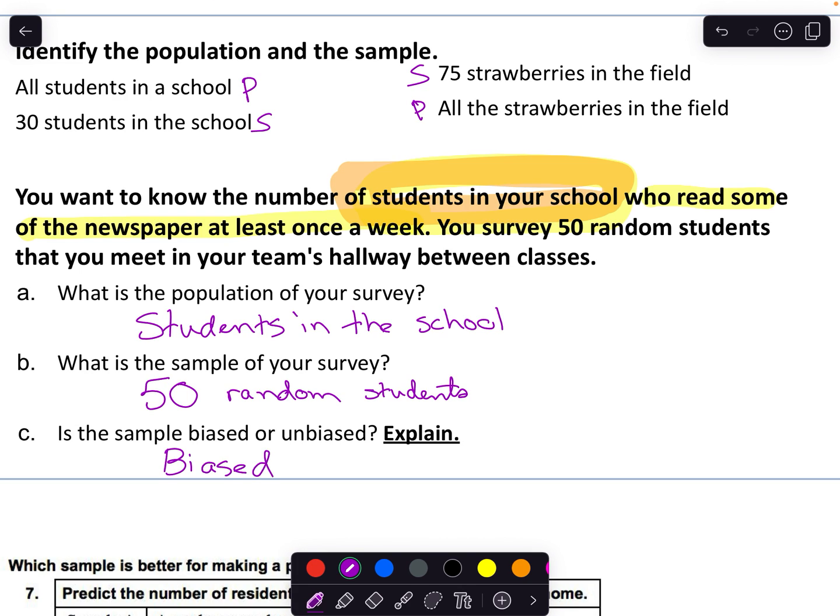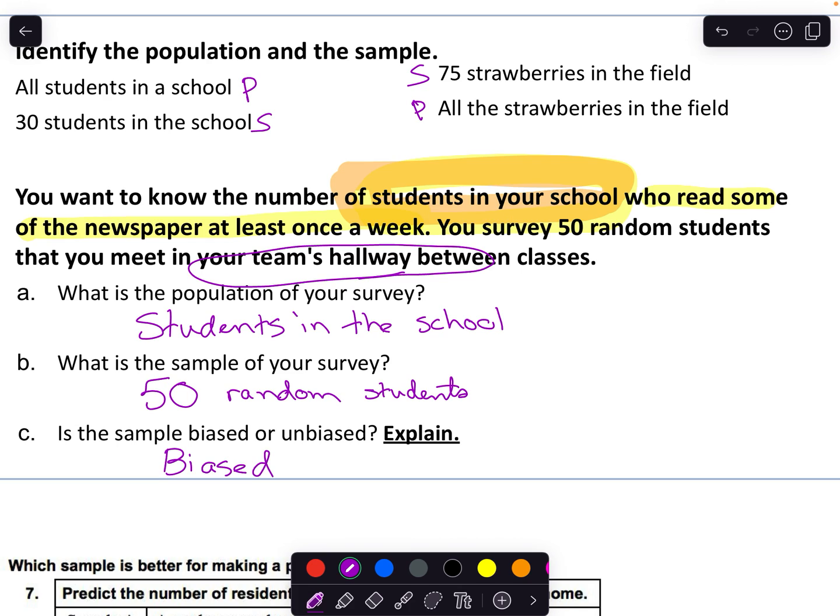It's close. You're talking to 50 people, which is decently large. It says you're talking to them randomly, but the kicker is you're talking to people in your team's hallway between classes. So if you think about our team, that means it's just people on our team, like just 7th grade students on the Lions team in our hallway, right? There's really no other people in our hallway typically. So it's typically just us, right?